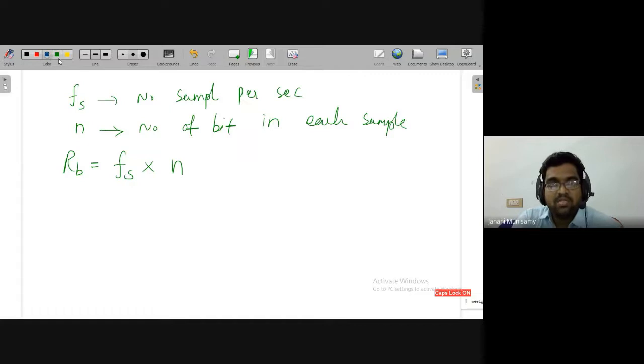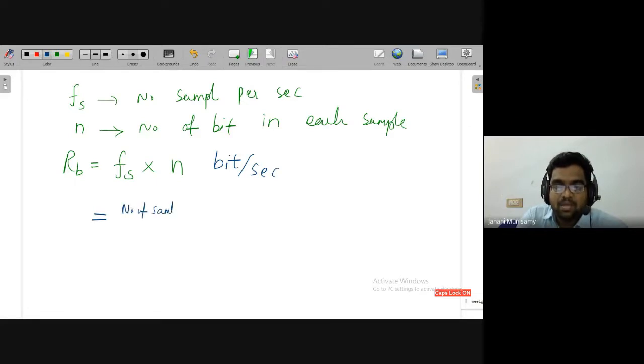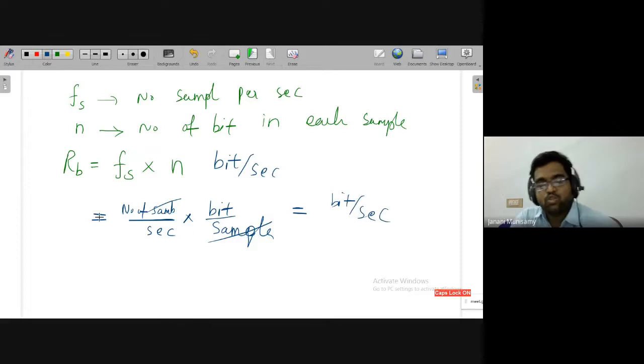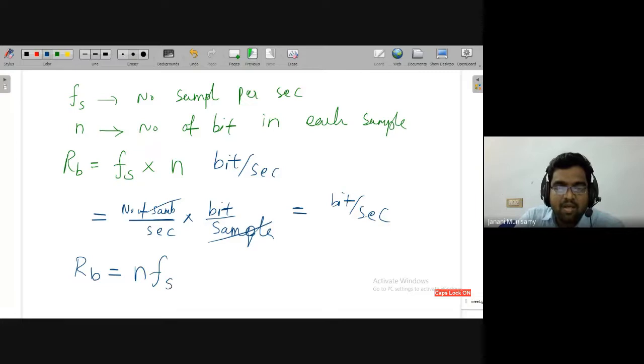What is the unit of this? Bits per second. Again, you apply the unit. See, this is number of samples per second, and this is number of bits per sample. Sample cancels, so I will get bits per second as the unit. So finally, what is the digital data rate? That is n times Fs, RB, the data rate.